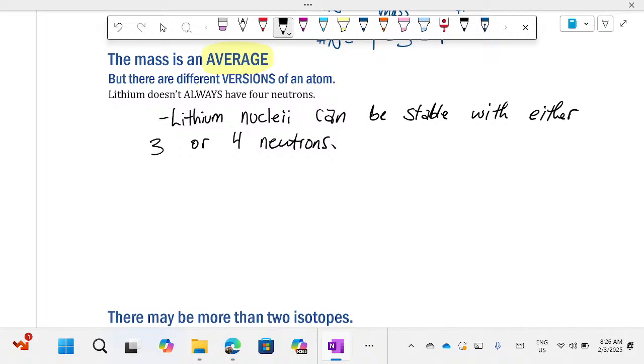Does that make sense? If you try to make a lithium nucleus with 2 neutrons, it'll fall apart rather quickly. If you try to make it with 5 neutrons, it will fall apart rather quickly. You can do it, but it won't be stable. But as it turns out, you can make a stable nucleus with 3 or with 4 neutrons.